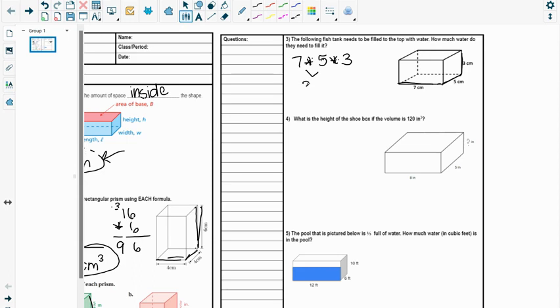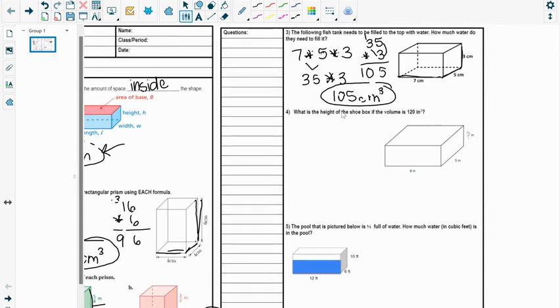Starting left to right, I would do 7 times 5 first. 7 times 5, if I need to use a multiplication chart, that would be okay. It would be 35, and then 35 times 3. If you don't know what 35 times 3 is, that's all right. We just stack it to the side and multiply it out. 3 times 5 is 15. Write my 5, carry my 1. 3 times 3 is 9, plus the 1, 10. So our final answer would be 105 centimeters to the third power, centimeters cubed.